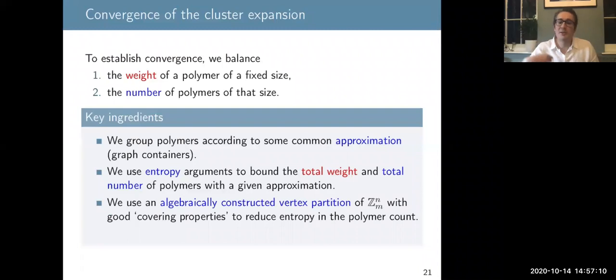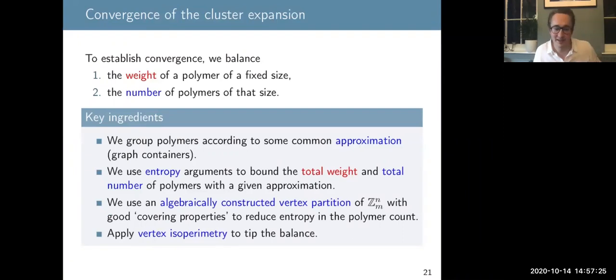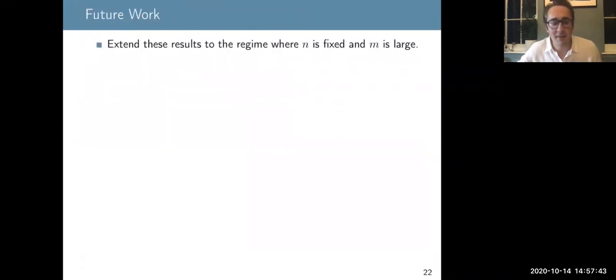And then we need to use some algebraic properties of the torus to reduce this entropy even further. It's not quite enough. And it's still not quite enough. Somehow we need to use these isoperimetric inequalities in the torus to tip the balance between 1 and 2 fighting against each other. So that's a very high level view of what's going on here, and that's really what occupies the majority of our work, carrying out all of these steps.